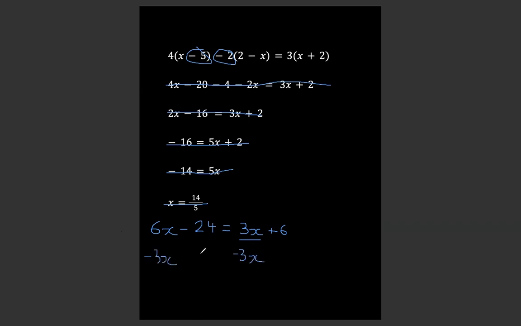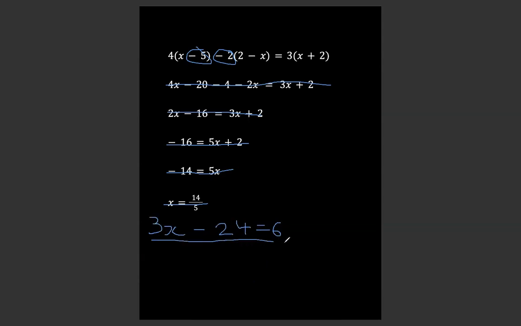Okay, now that we've put in to subtract 3x, we will be subtracting 3x. So 6x minus 3x is equal to 3x minus 24 equals 3x minus 3x, 0 plus 6, and 0 plus 6. We can just write 6.